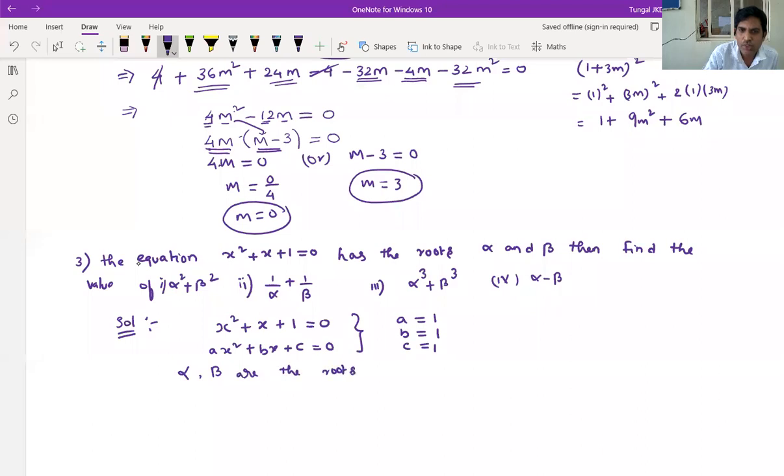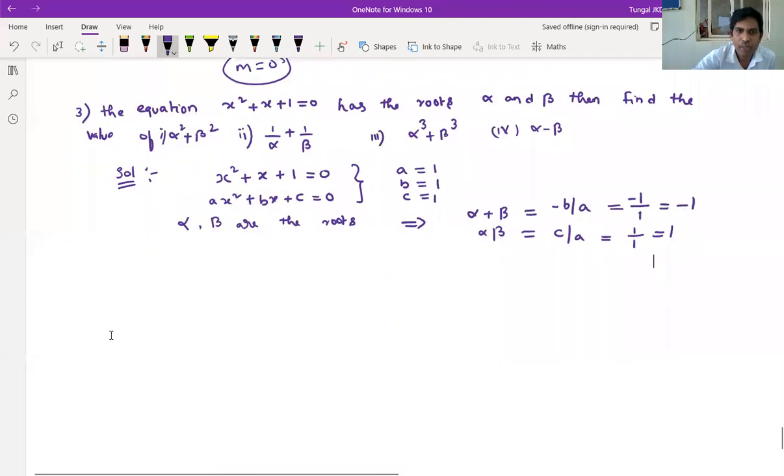If these are the roots, we have the sum of the roots and product of the roots formulas also. What is the sum of the roots formula? Minus b by a. Product of the roots formula, what is that? c by a. What is minus b by a? Nothing but minus 1 by 1. What will we get? Minus 1 only. Product of the roots, c by a, is nothing but 1 by 1. That is also 1 only. Understood? Now we will see one by one.